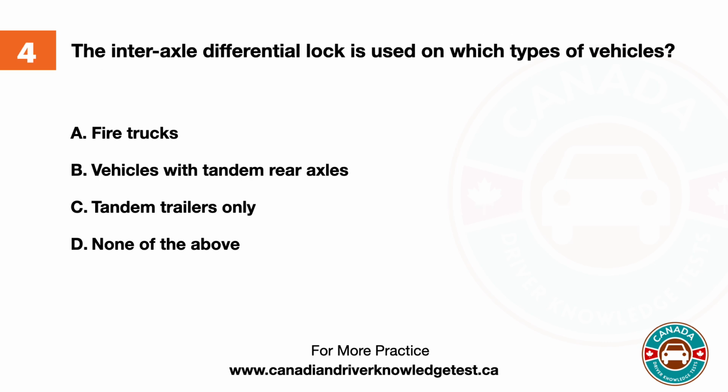Question 4. The interaxle differential lock is used on which types of vehicles? A. Fire trucks. B. Vehicles with tandem rear axles. C. Tandem trailers only. D. None of the above. The answer is B. Vehicles with tandem rear axles.